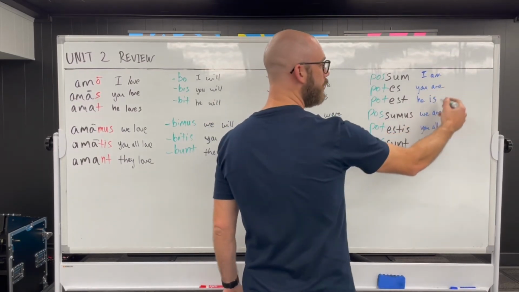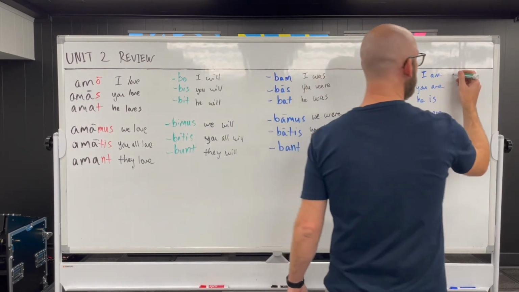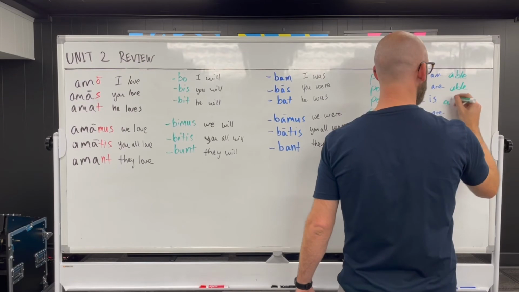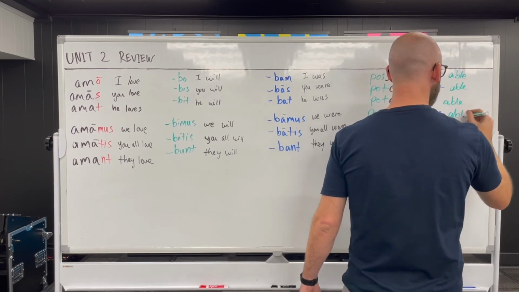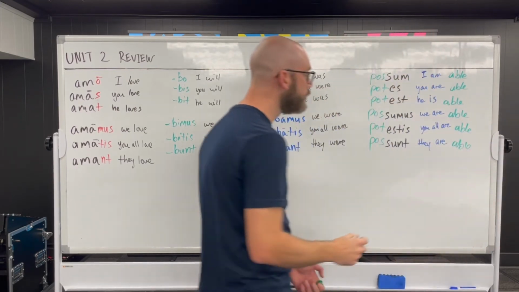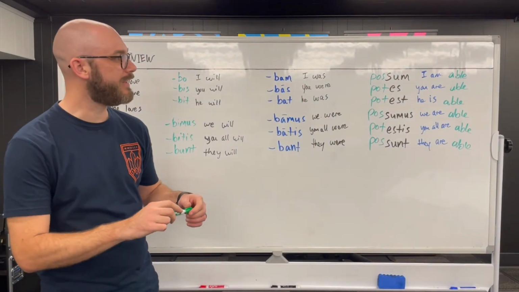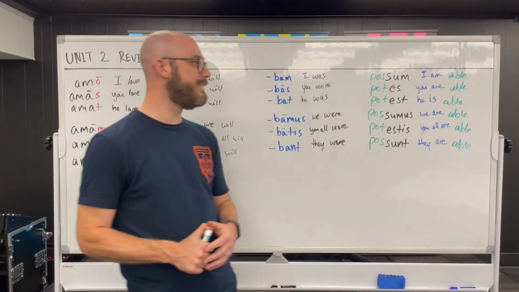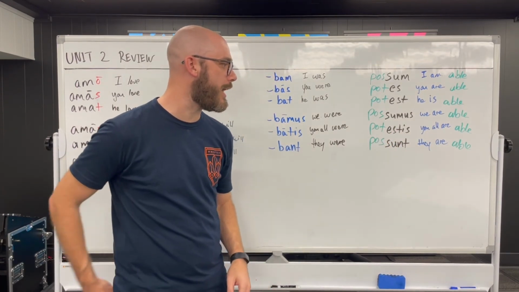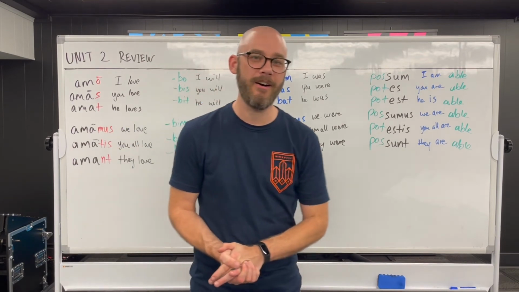We get to keep all of the blue the same, and we just add this little word here, able. And guess what? That's what all those words mean. Possum means I am able. Potes means you are able. Potest means he is able. Possumus, we are able. Potestis, you are all able. And possunt, they are able.